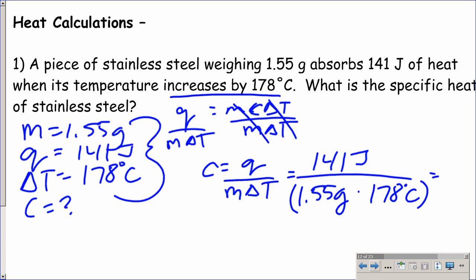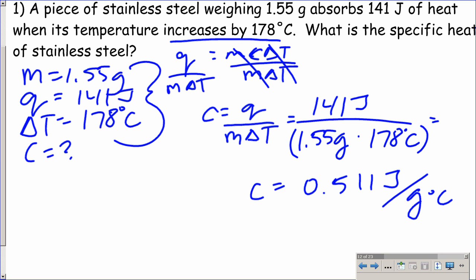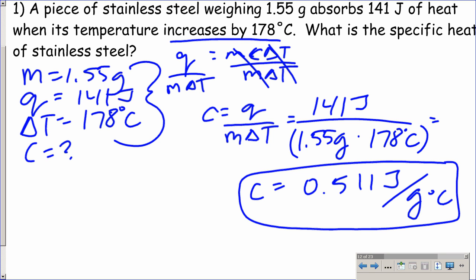First one, tell me what you got. 0.511. No, it's not. Yes, it is. Don't mess with me. 0.5112. Oh, but she was doing sig figs. You never told me. Yeah, okay, good. All right, so you guys are good here. Q equals MCAT is pretty easy. There are very limited variables that will be given.